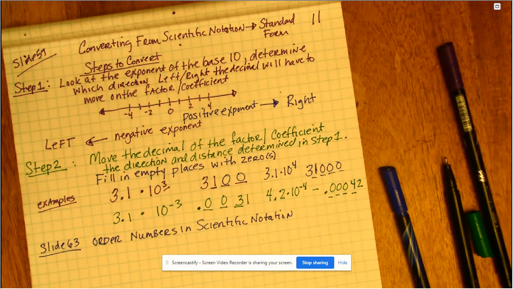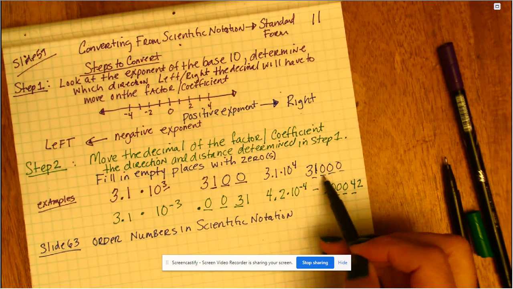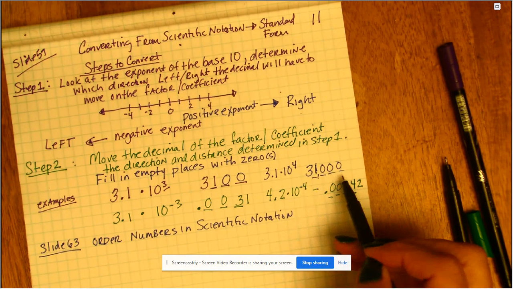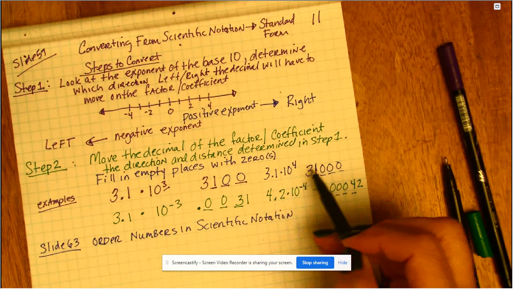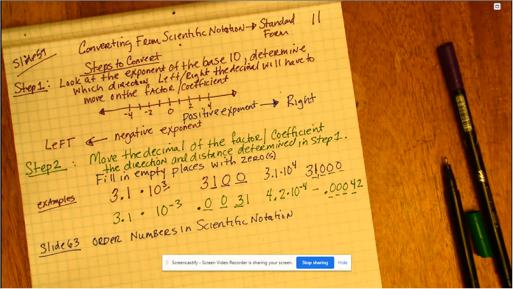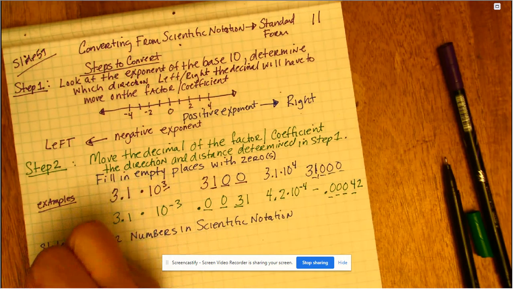But just remember that if we were looking at a number line, this number here, 31,000, right above it could be 3.1 times 10 to the fourth. Remember, these two things represent the same value, right? So how are we going to order? Well, there's some steps we're going to follow.